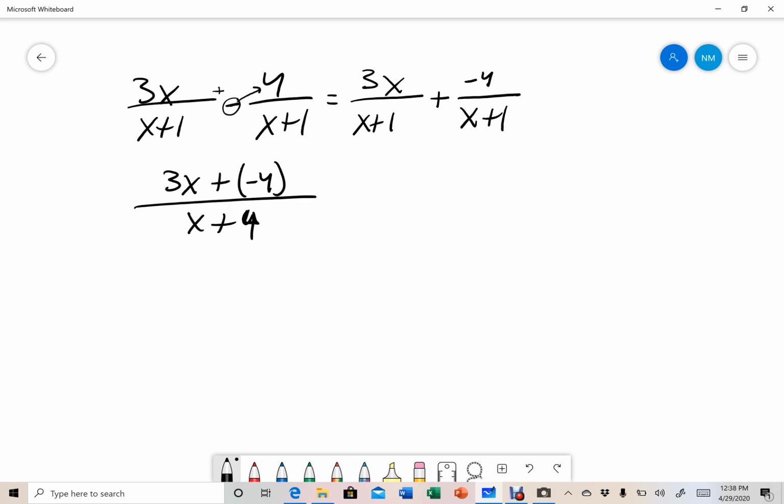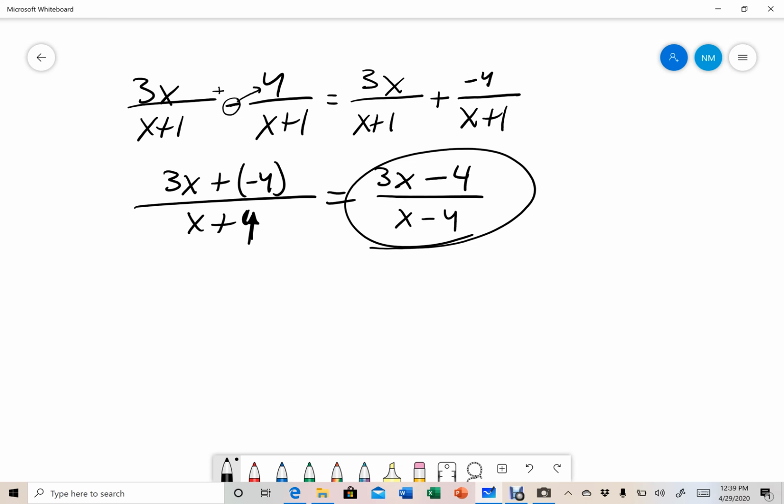Okay, and then I combine my like terms together. So 3x and 4 are not like terms, so I cannot combine them together. So I'm going to write this as 3x minus 4 over x plus 1. Now there's nothing to cancel out here, so I'm not canceling anything out. There's nothing to factor. So my answer is 3x minus 4 over x plus 1.